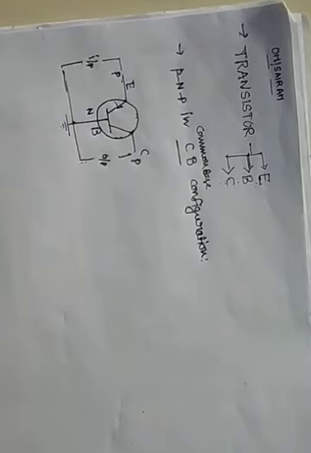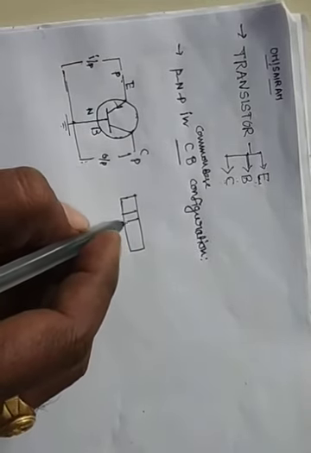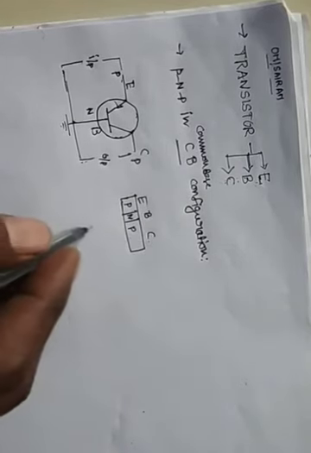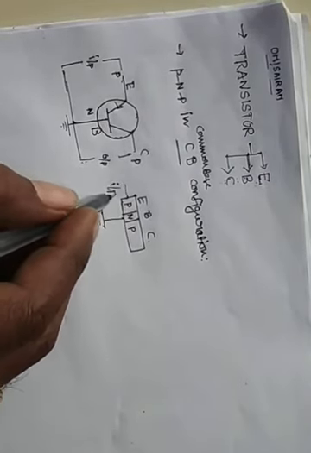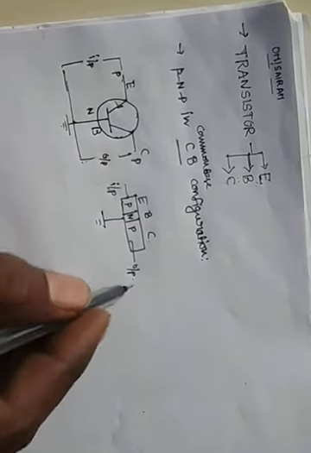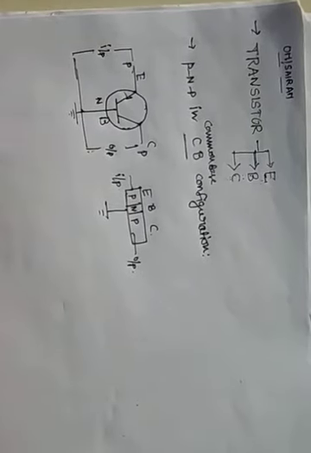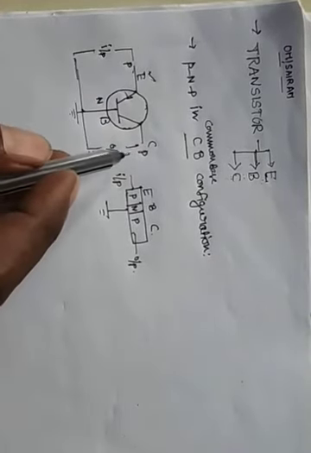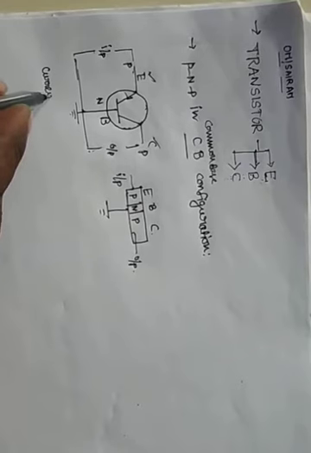This is also represented like this in the diagram: P, N, P. This is emitter, this is base, this is collector. Then this is earthed, and this part will be here as input, and this part will be here as output. This is the common base configuration. So input is what? Emitter. Output is what? Collector.